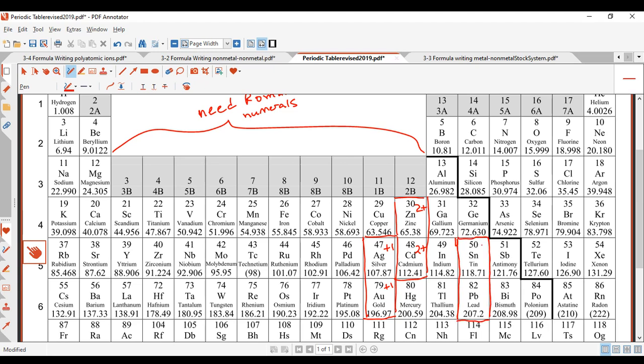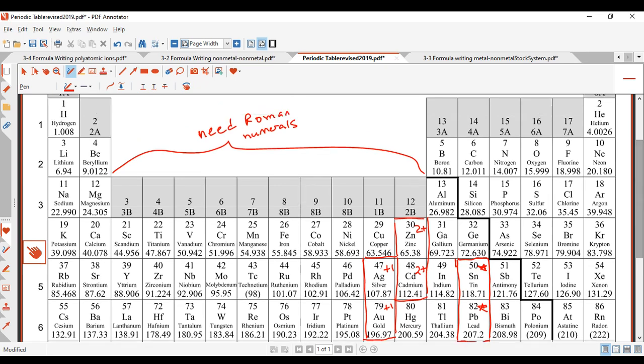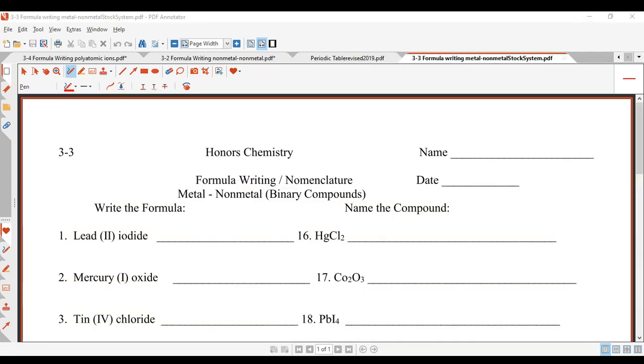So I'm going to put a little star here. So what I'm saying is the things that are starred are where we need Roman numerals. So this whole section is starred except for silver, gold, cadmium, and zinc. And then tin and lead are also starred because we need Roman numerals with those. Okay, so I want to practice this now on this worksheet that you guys should have on Google Classroom.